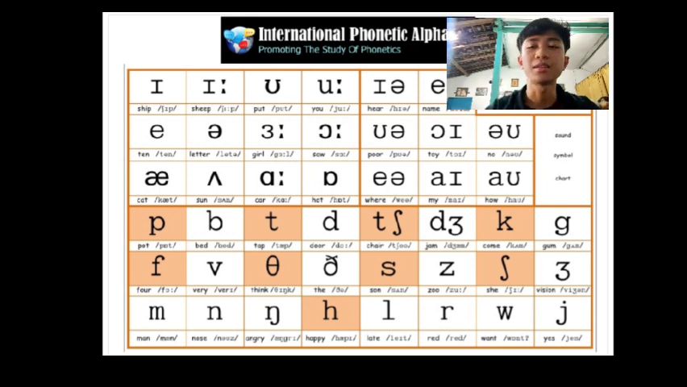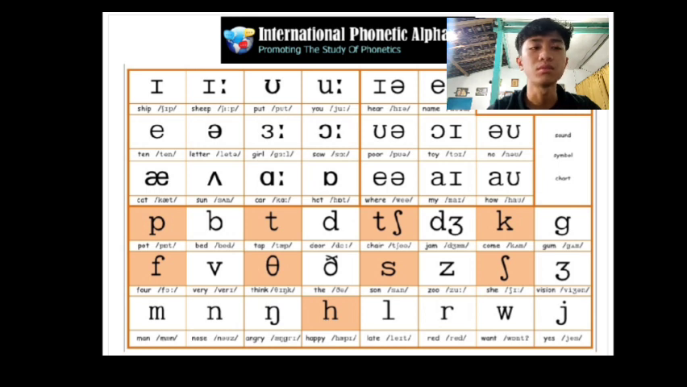Okay, the next part is diphthongs. First, ear sound, for example, here. Okay, next, A sound, for example, name. Okay, next, W sound, for example, pour.